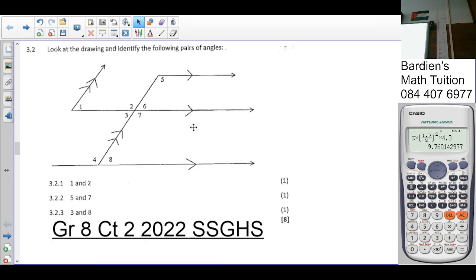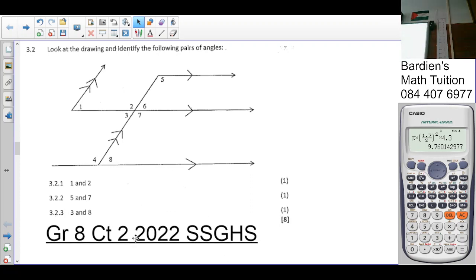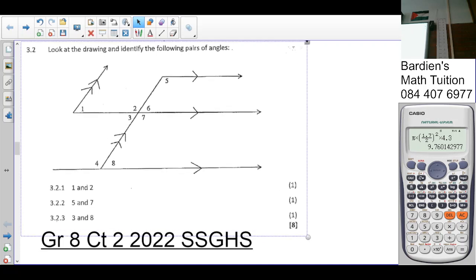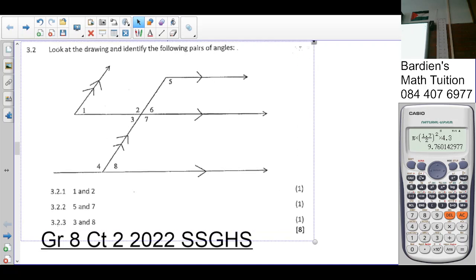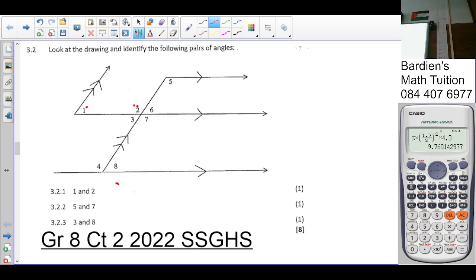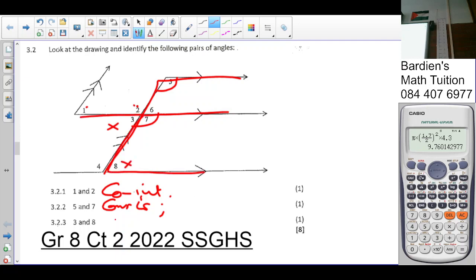Look at the diagram and identify the following pair of angles. Right. So number 1 and 2. Number 1 and 2 is co-interior, of course. Number 5 and 7, as you can see, the F there is corresponding angles. And the 3 and 8, as you can see, of course, is alternate. Okay. You all okay with that?